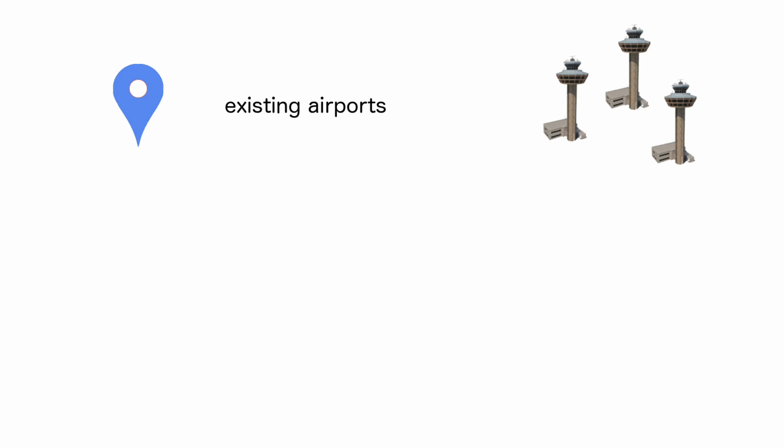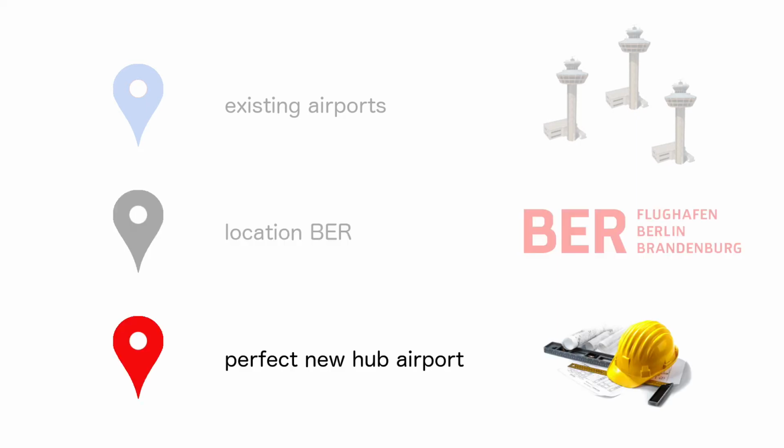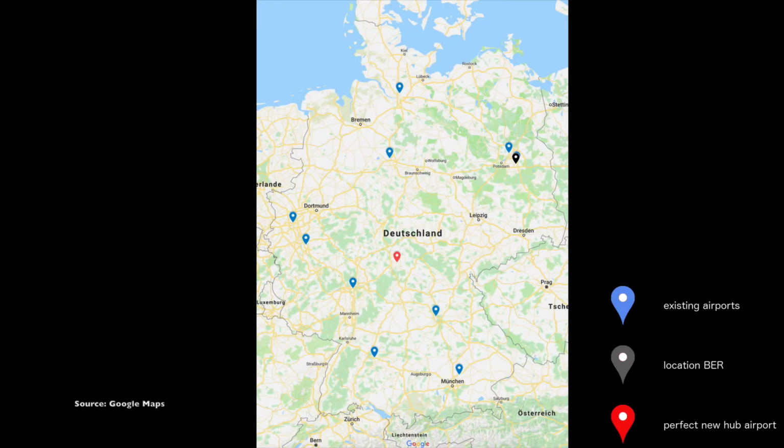On the following maps you can find blue dots which show the existing airports, a black dot which shows the location of BER, and a red dot which shows the perfect location for a new hub airport for each dataset. Let's start with the top 10 passenger airports in Germany.